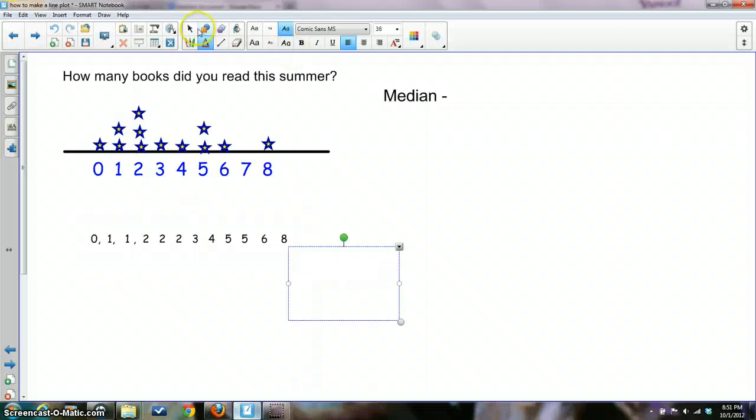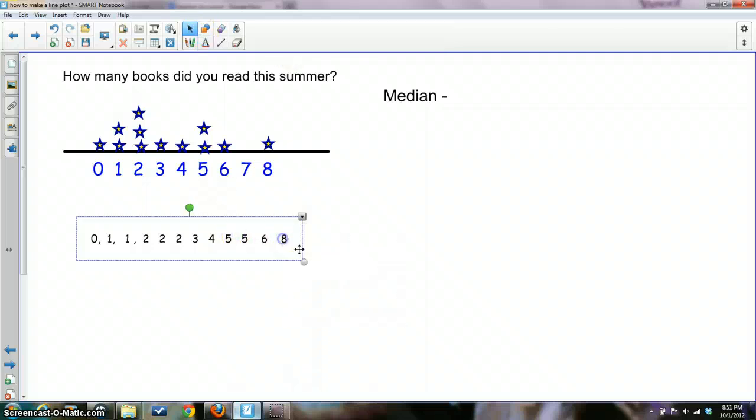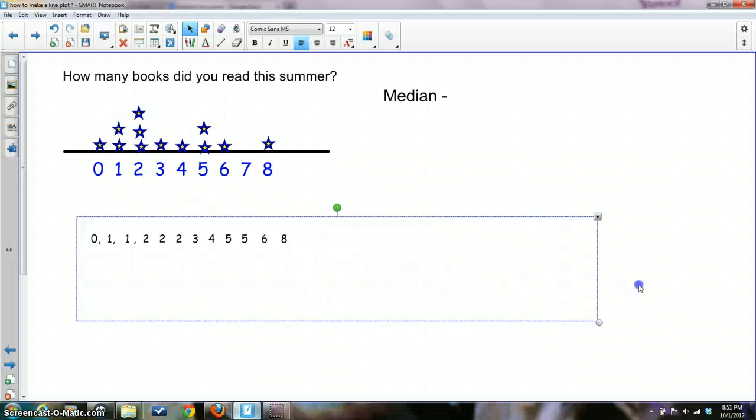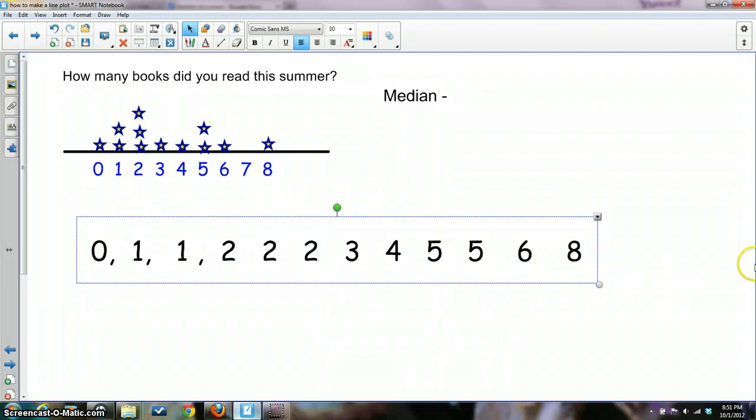So now what I'm going to do is I'm going to find the middle number kind of in the same way where we found factors.